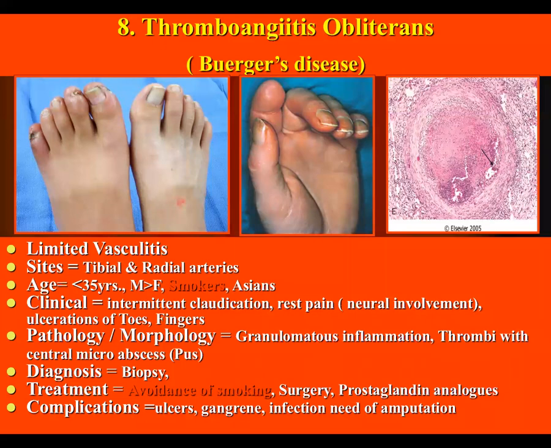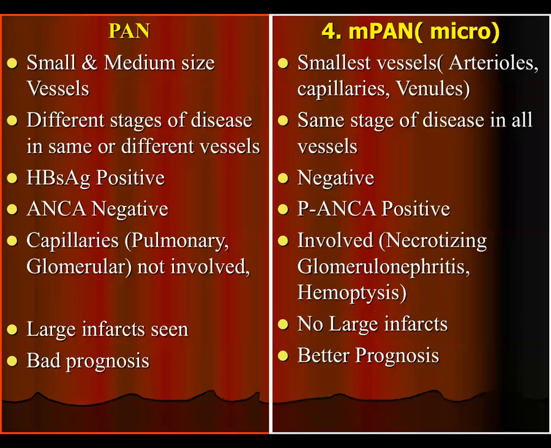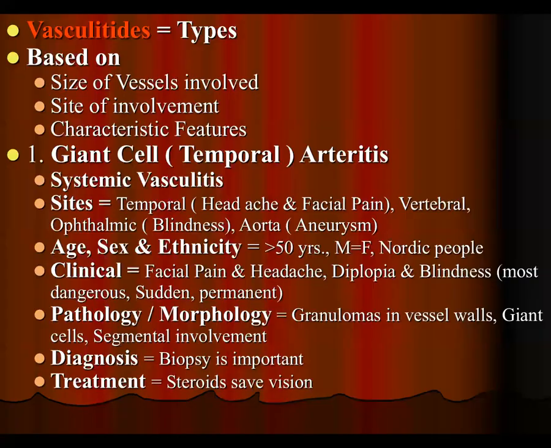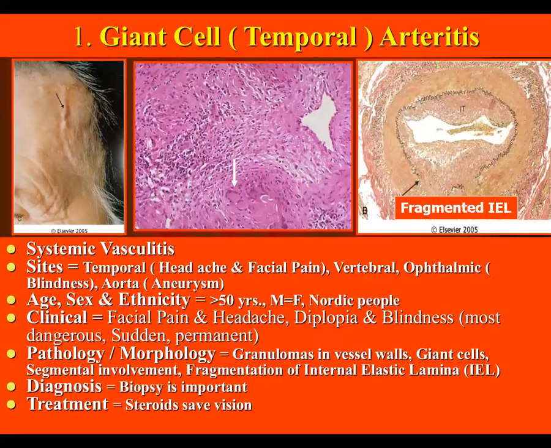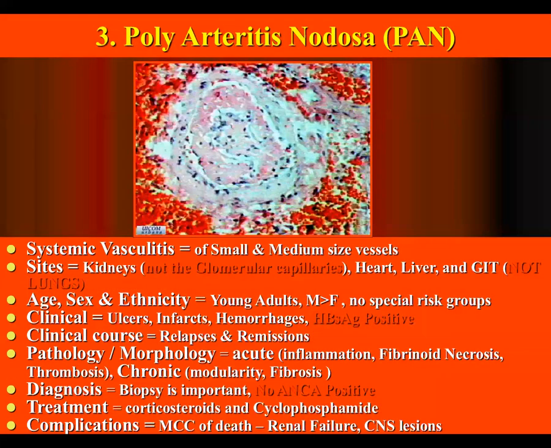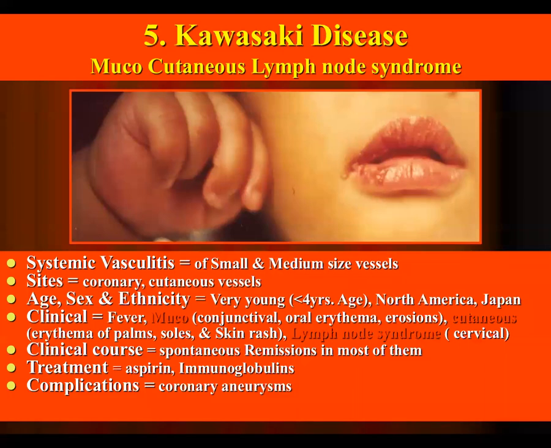They can also be divided on the basis of vessel size. Previously we also discussed giant cell arteritis and Takayasu arteritis, which can be grouped in the large size blood vessel. Then there are polyarteritis nodosa, Kawasaki disease, and third, microscopic polyangiitis, which can be grouped into the medium size blood vessel vasculitis.